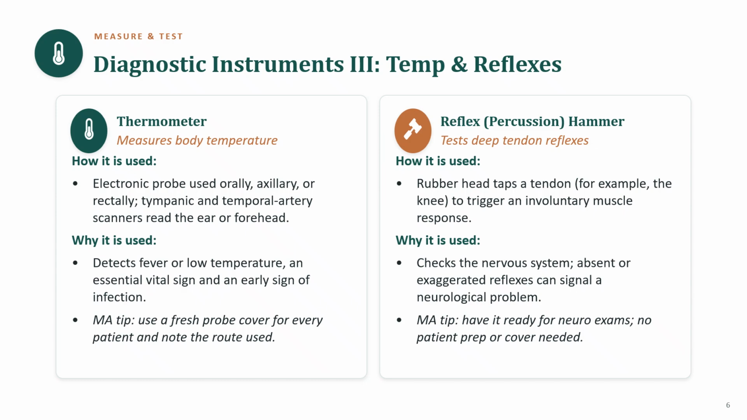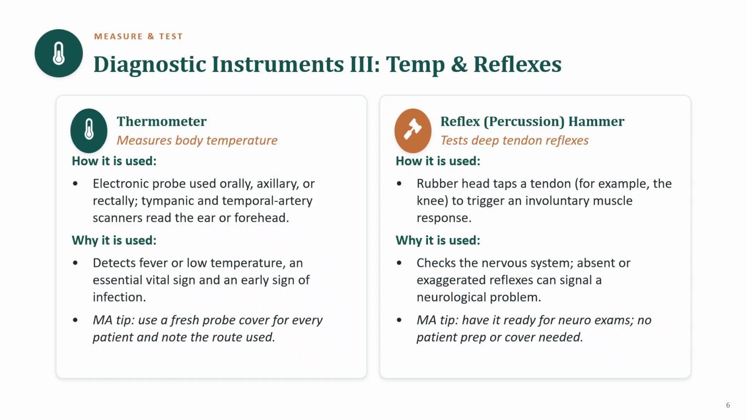Whatever the route, temperature is one of the vital signs, and a fever is often the first clue that an infection is present. Your tip is to use a fresh disposable probe cover for every patient and to chart which route you used because a rectal reading and an axillary reading are not interpreted in the same way.